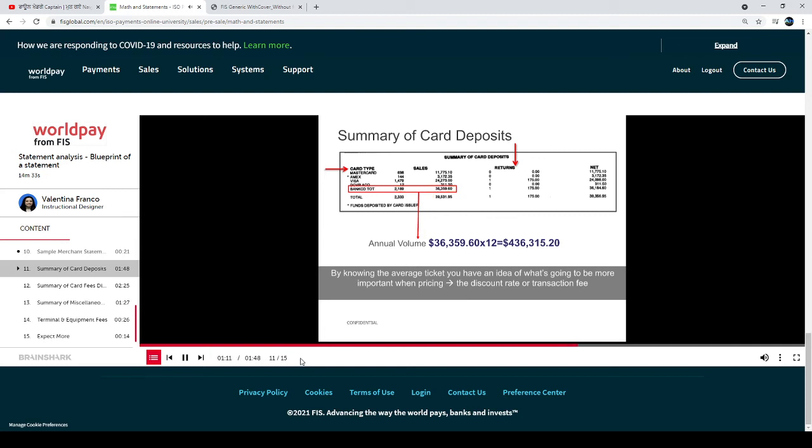Now let's find out the annual volume by adding the total Visa, MasterCard, and Discover monthly volume and multiplying by the processing active months, thus being $36,559.60 times 12 months, equaling $436,315.20. And that's what the merchant is estimated to process in one calendar year. Remember that by calculating the average ticket, you have an idea of what's going to be more important when pricing the merchant. Is it the discount rate or is it the transaction fee?